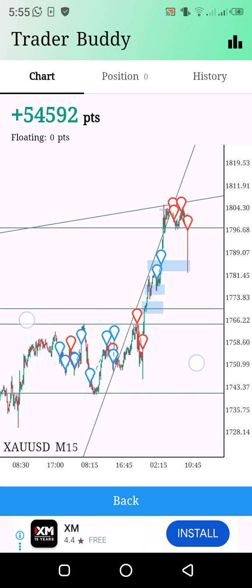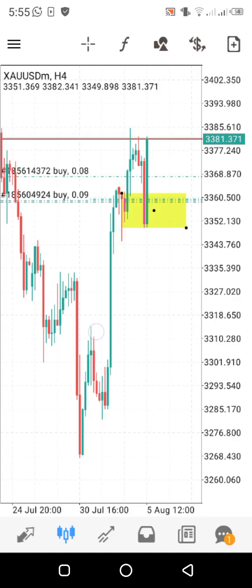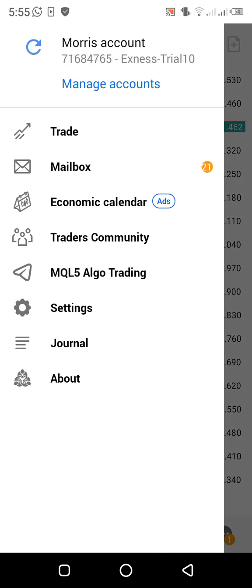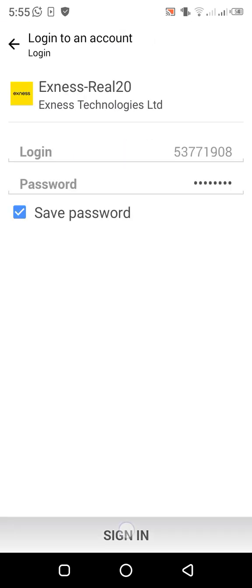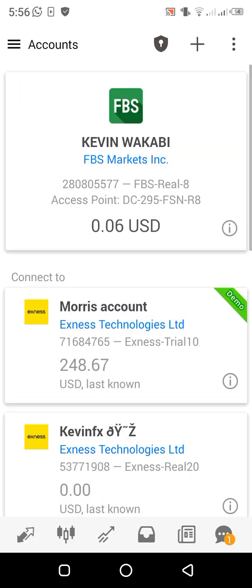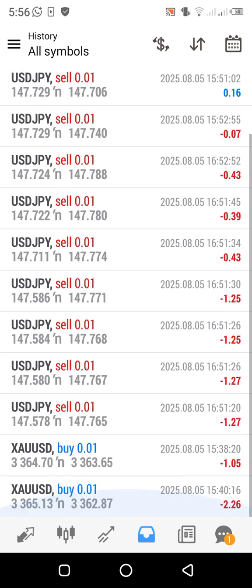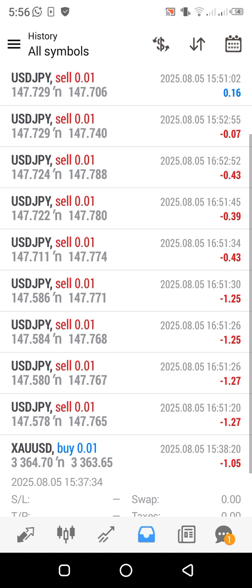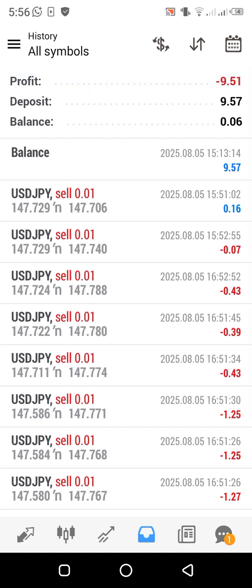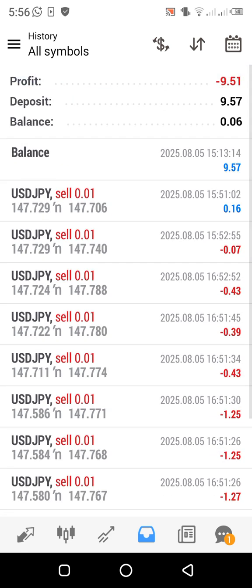Because I've lost some good money today. Let me first show you the money I lost today. This is a demo account anyways. Let's go to my real account here, the FBS market. Today I lost around $9, but the reason I lost some good cash here today was because I'd entered some positions on USDJPY, and for some reason I lost all the money. But yeah, it is what it is.